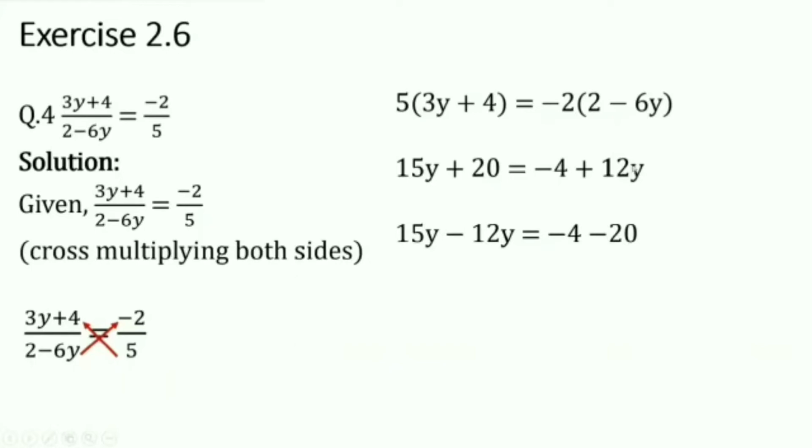Now transposing 12y to the left hand side and 20 to the right hand side, we'll get 15y minus 12y is equal to minus 4 minus 20, so 3y is equal to minus 24. So y is equal to minus 8.